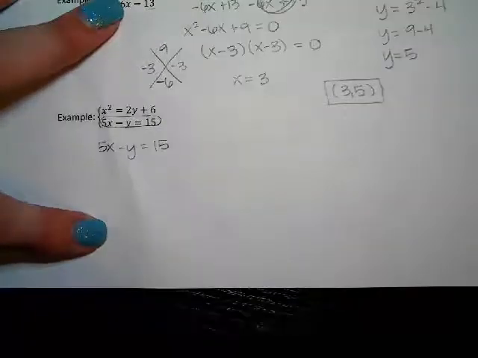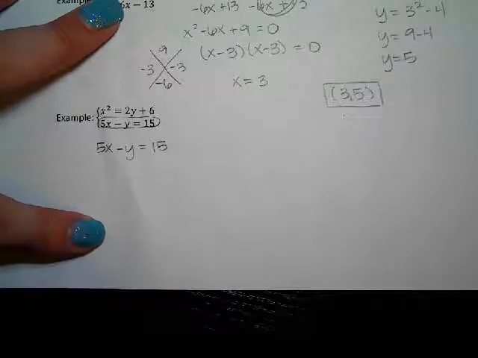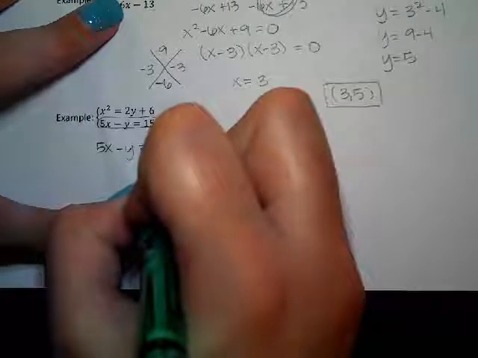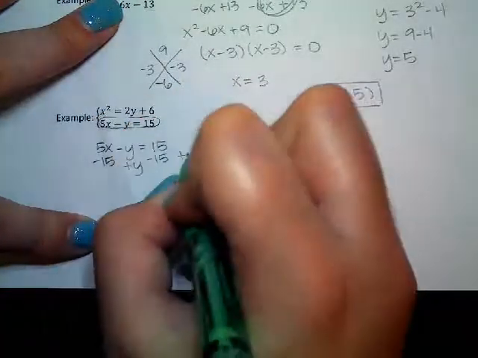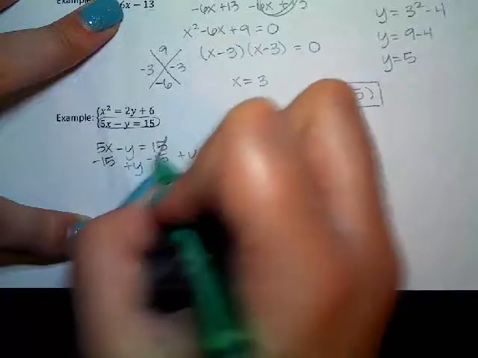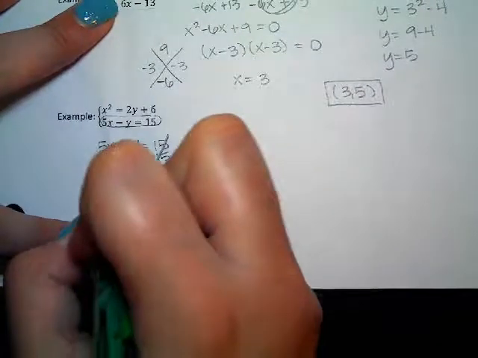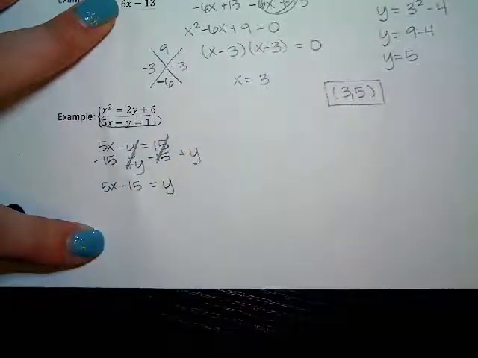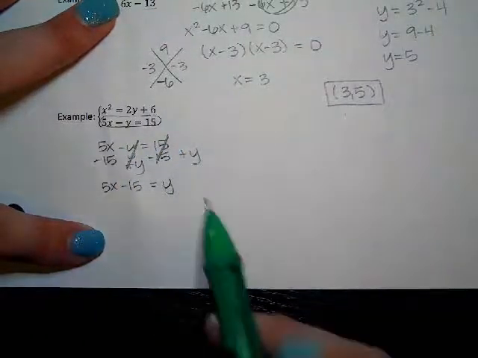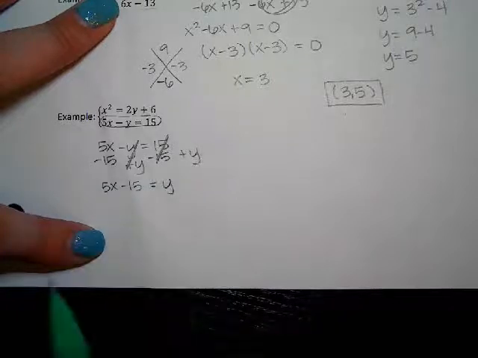Say that again. Subtract the 15, and then add the y. Okay, so 5x minus 15 equals y. Okay, so we have rewritten the bottom equation so that the y is alone. We are comfortable with that.